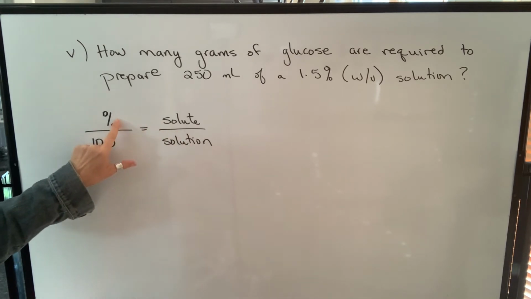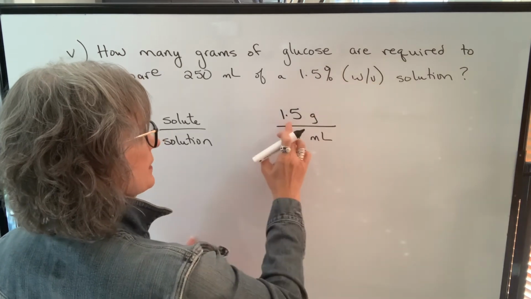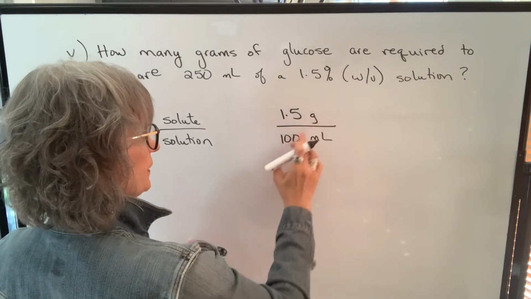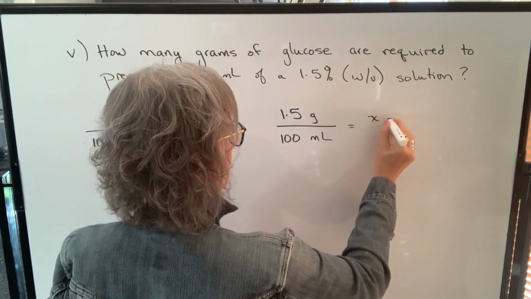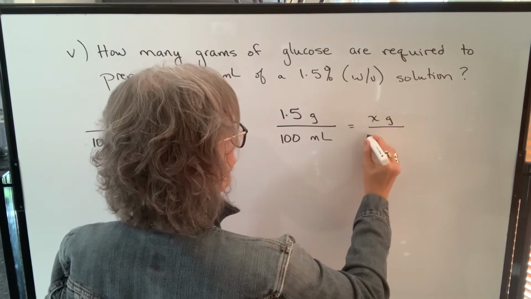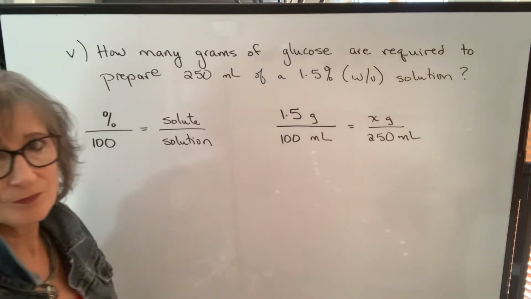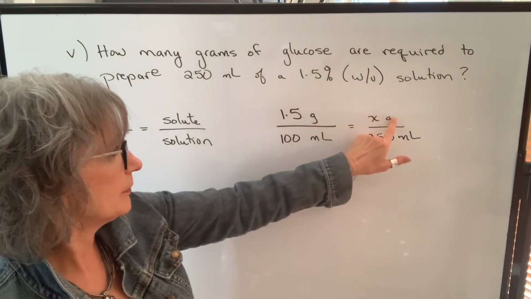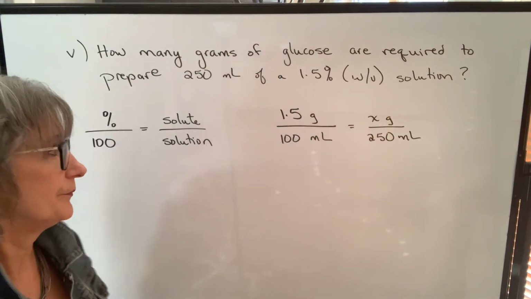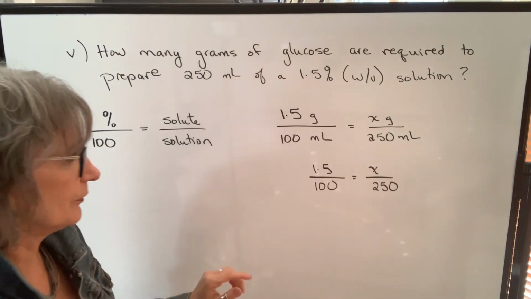I know my percent is 1.5. 1.5% weight per volume means I have 1.5 grams of solute in 100 milliliters of solution. So how many grams of solute are needed for 250 milliliters of solution? Again, we can ignore the units, just make sure that both of these are grams and both of these are milliliters. I'm going to write it without units so it looks easier for you to see how I'm solving it.